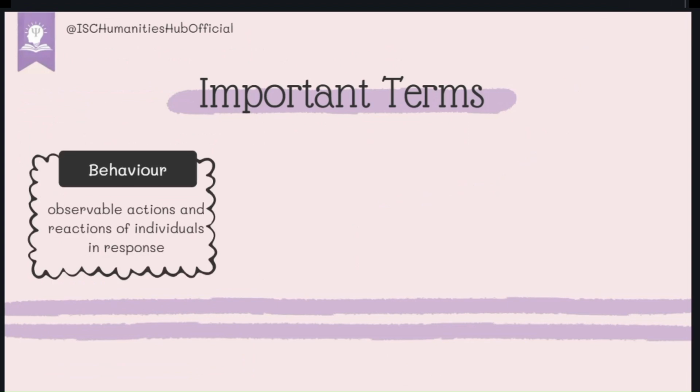In the next slide, we're going to do the important terms. First of all is behavior. So what is behavior exactly? Behavior refers to the observable actions which we can see and the reactions of individuals in response to external or internal stimuli. This includes everything from physical actions to verbal responses, as well as non-verbal cues.